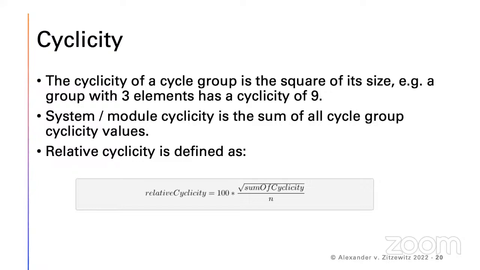Of course, 0 would be the ideal value, because actually we don't want to have cycles. Sometimes they cannot be avoided, but if you have cycles, keep them small. So relative cyclicity tells us that this system with 50 cycle groups of 2 elements is better than the system of one big cycle group of 100 elements.